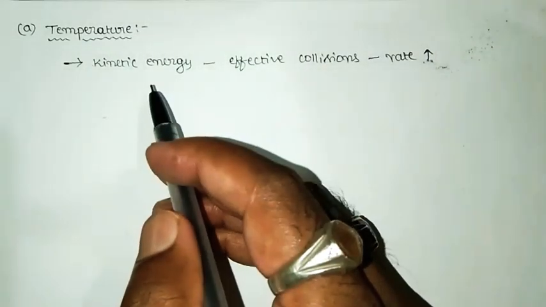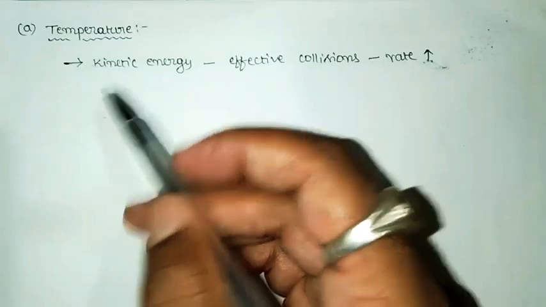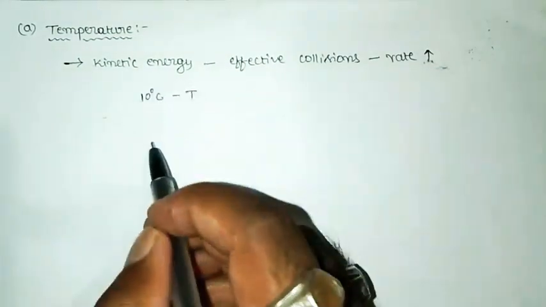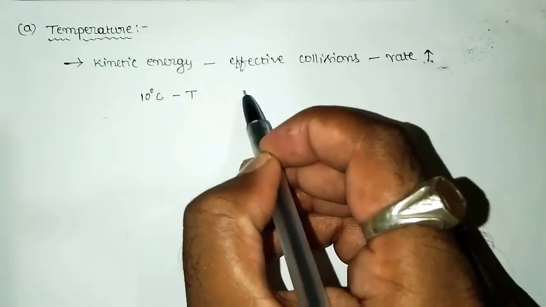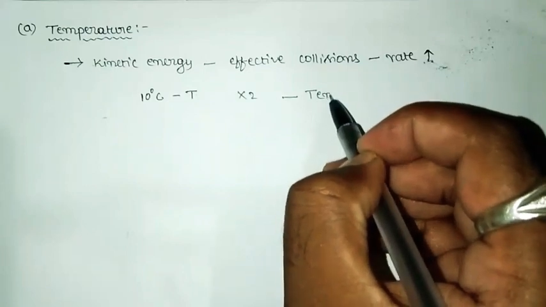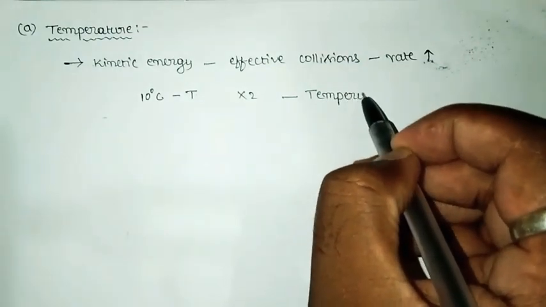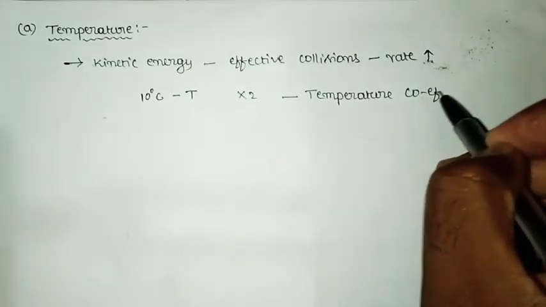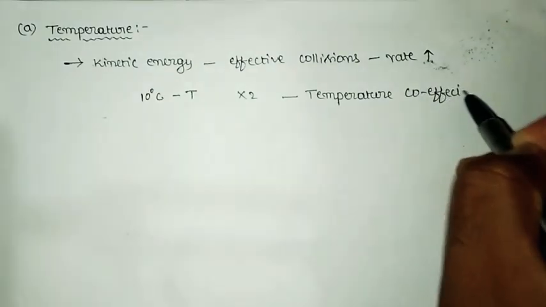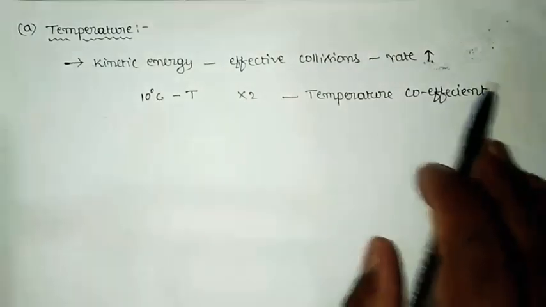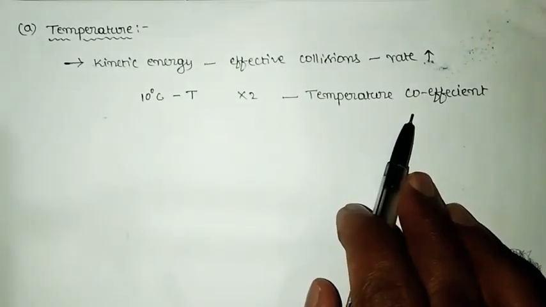And we used to say in general, for a normal chemical reaction, for every 10-degree rise in temperature, the rate of reaction will get doubled. That we already said in lower classes as the temperature coefficient. That is, for every 10-degree rise in temperature, the rate of a chemical reaction will get doubled. That we already said as the temperature coefficient.